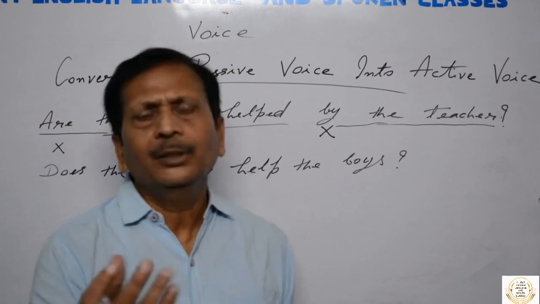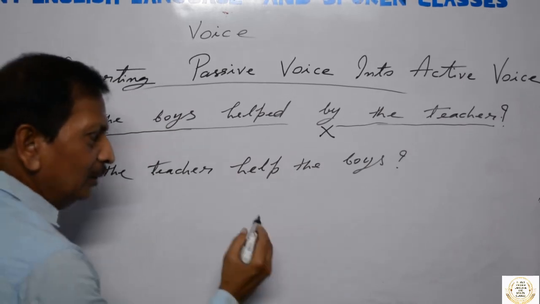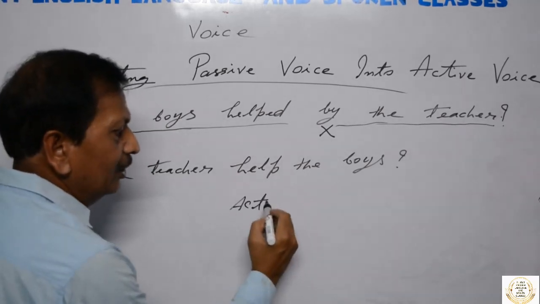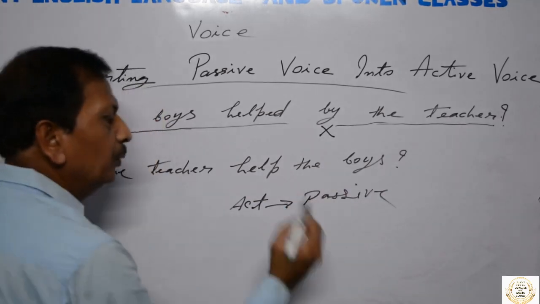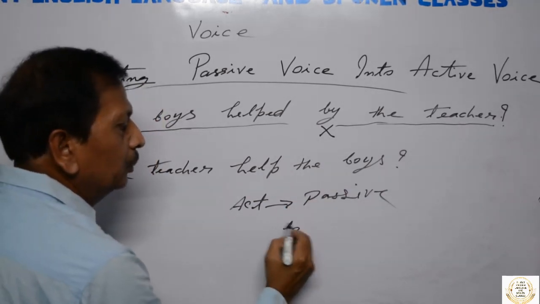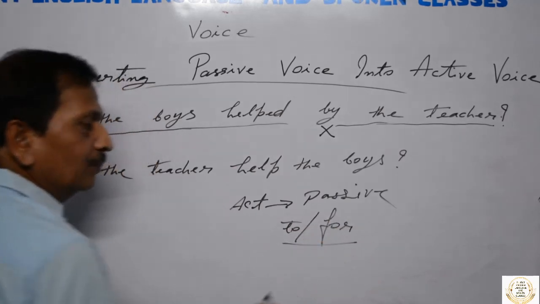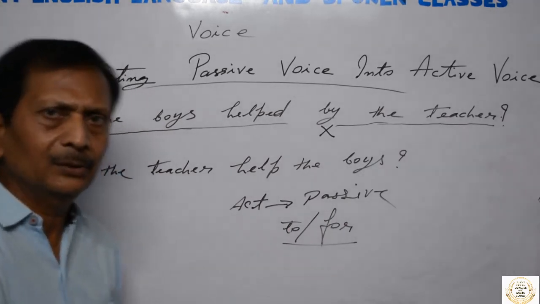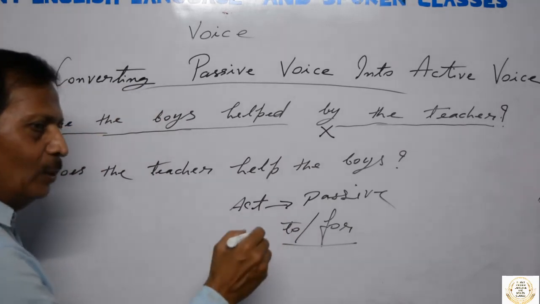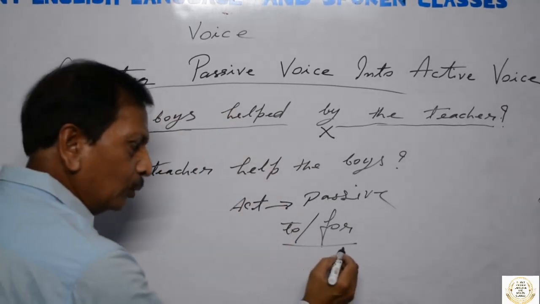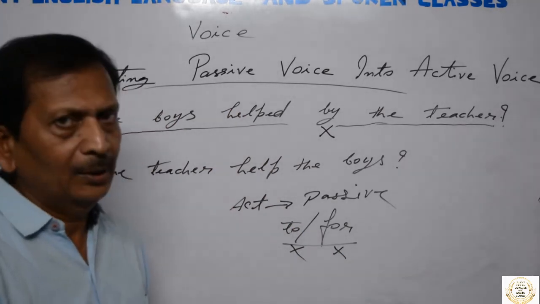And maybe sometime you have seen in our past videos, when active voice is changed into passive, sometimes we use a preposition like to or for. Yes, sometime it happens. You just keep in mind, it is okay. When you convert passive voice into active voice, it also should be removed if it is used.